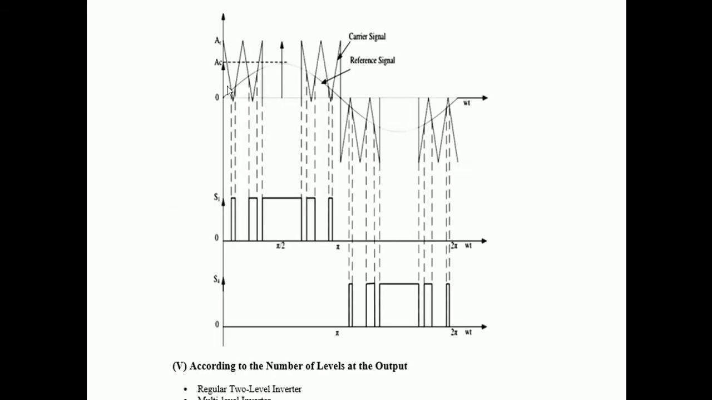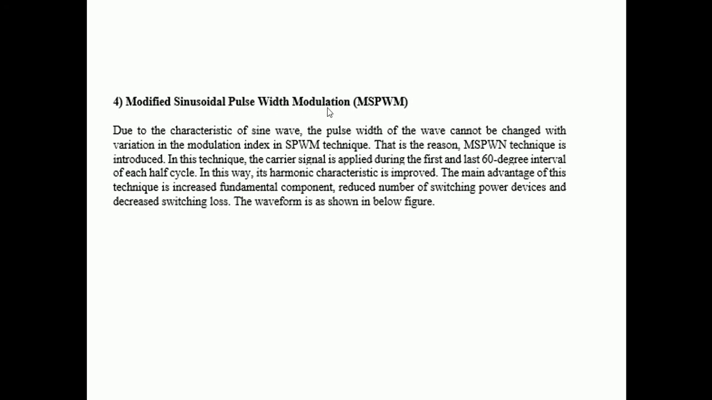Here you can see that this is the sinusoidal wave, this will be the reference signal, and this is the carrier. So now we have the flexibility to change the sinusoidal width. Now this wave is better than the previous sinusoidal PWM. So this is the advantage of modified sinusoidal pulse width modulation.